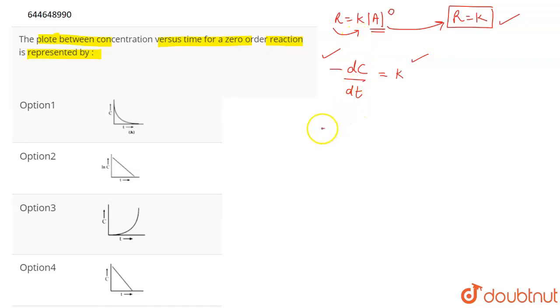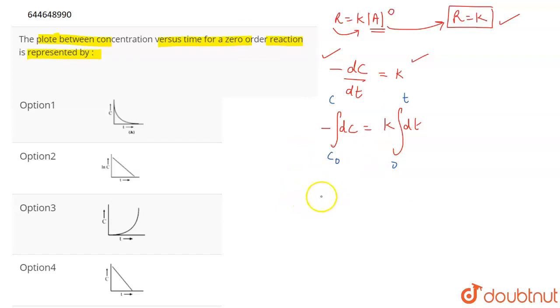Okay. Now, what we will do? We will write it as minus dC is equal to K dt. Now we will integrate this, right? So this will be from C naught to C, right? C naught is the initial concentration, C is the concentration at time t, right? And this can be written as K dt, and we are going to integrate with dt from 0 to t, right?